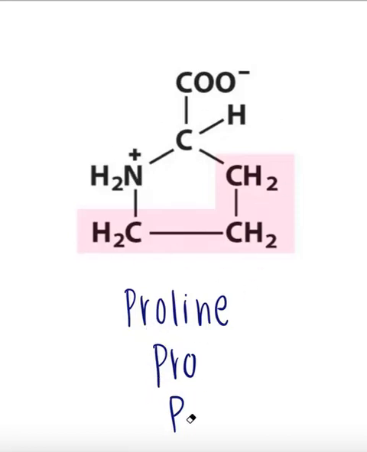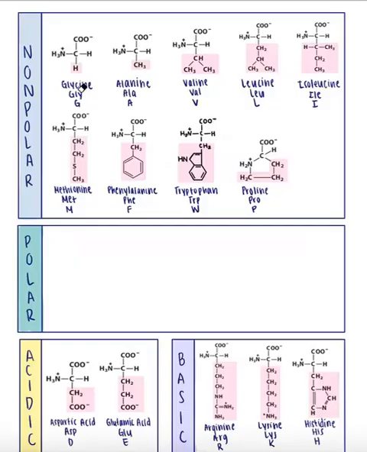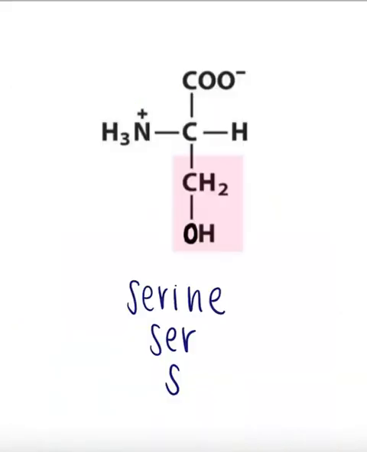The 3-letter and the single letter is nice and straightforward for this one. And so that finishes off the nonpolar amino acids. This is the largest group, so most of them are going to fit in here. Now we're going to dive into the last category, which are the polar amino acids. So first off, we have serine. Nice and straightforward. We have a hydroxyl group attached to a carbon, and so that's going to make it polar.